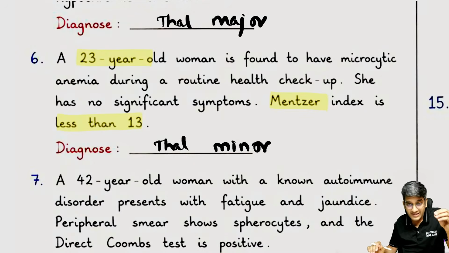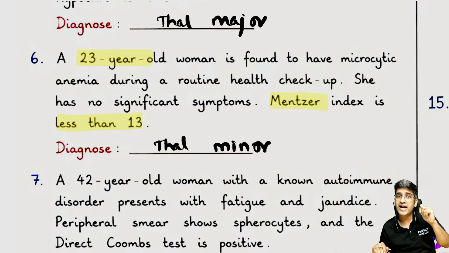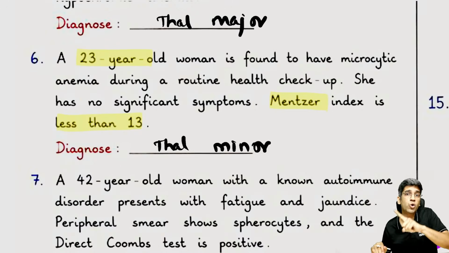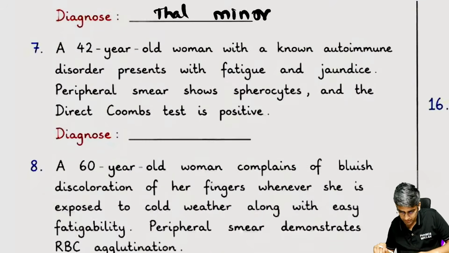Fine. Menstrual is less than 13 Mondal, it cannot be iron deficiency anemia. IDA will be more than 13. Fine. Why IDA again? IDA should be more than 13. Fine. Next one.